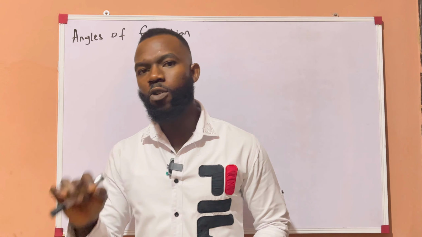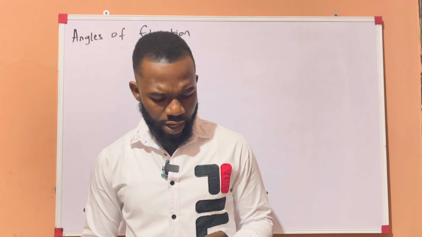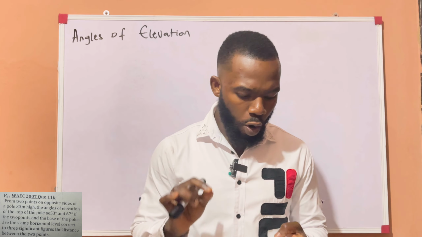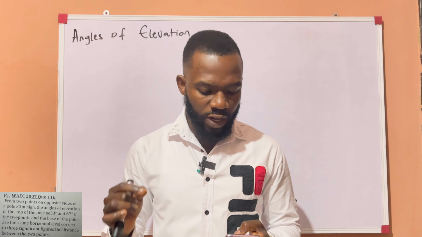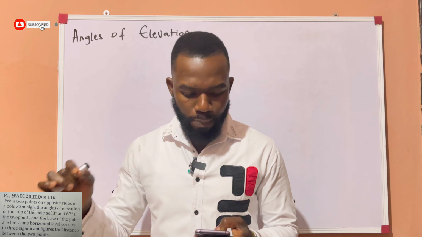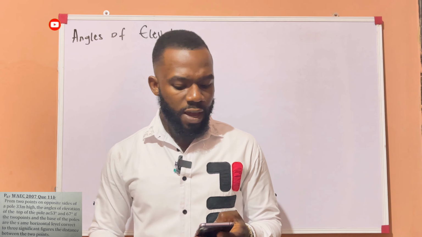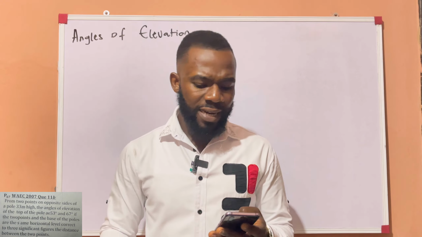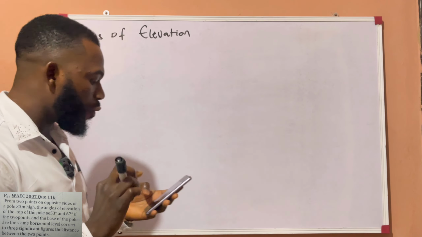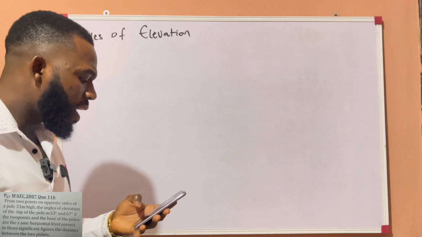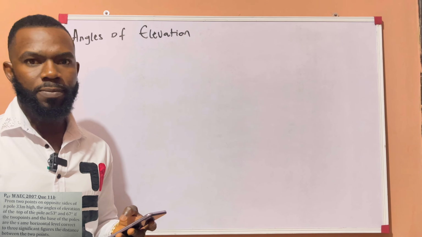And today we are solving a question under angles of elevation. The question says, from 2 points on opposite sides of a pole, 33 meters high, the angles of elevation of the top of the pole are 53 degrees and 67 degrees. Now, if the 2 points and the base of the pole are on the same horizontal level, calculate, correct to 3 significant figures, the distance between the 2 points.